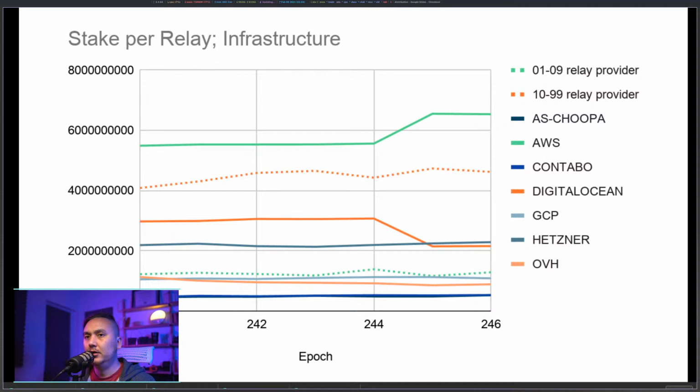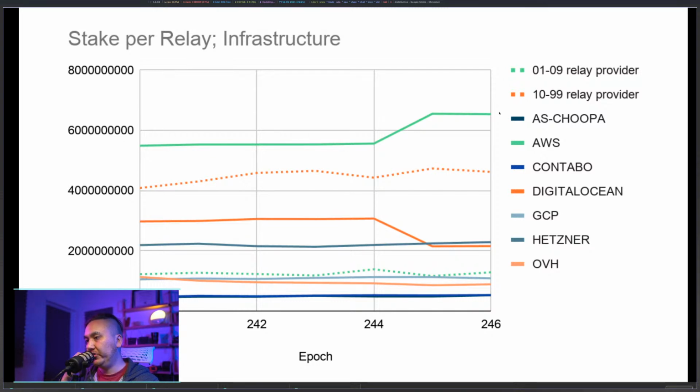And then we'll go to this one. This one is kind of more interesting. This is where, for every pool on the network, we divide the number of its total stake by the number of relays it has, and assign that to each relay. That way we don't double count the ADA. That tells us that most of the ADA on the network is staked on AWS.